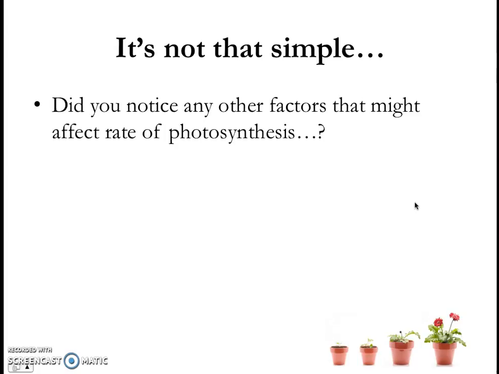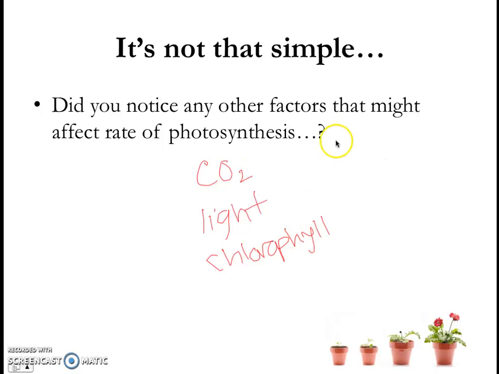Finally, just a brief point, do you notice any other factors that might affect the rate of photosynthesis? Right, so far we looked at things like whether there's carbon dioxide, whether there's light, whether there's chlorophyll, right? Of course, whether there's water as well. But what other factors might affect the rate of photosynthesis in these kind of experiments?